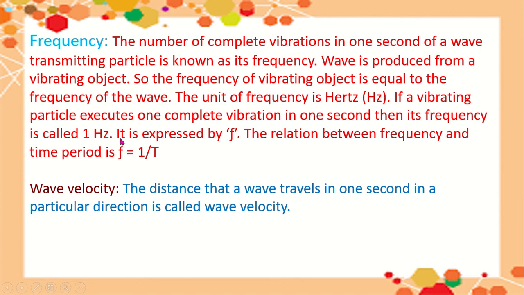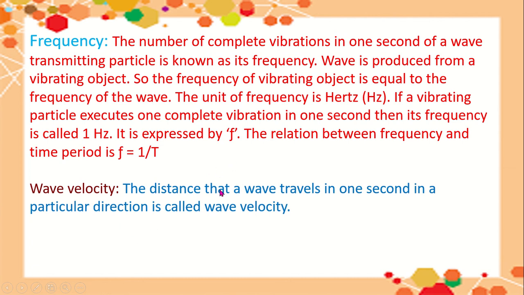You have to memorize this one also. What does it mean, 1 hertz or 10 hertz? If it comes in the exam, what do you mean by 10 hertz? That means if 10 vibrations are done in 1 second, then the frequency is called 10 hertz. Frequency is expressed by f. The relation between frequency and time period is f equal to 1 by T. You must memorize this formula. If you know the time period, then you can find out the frequency, and if you know the frequency, then you can find out the time period very easily. That means frequency and time period are inversely proportional.